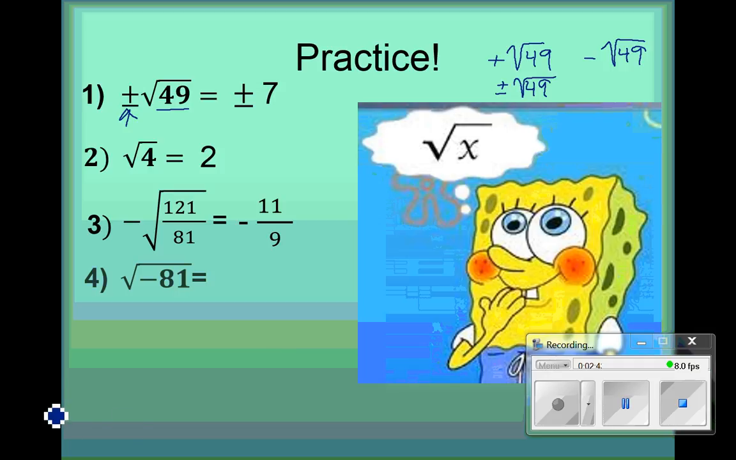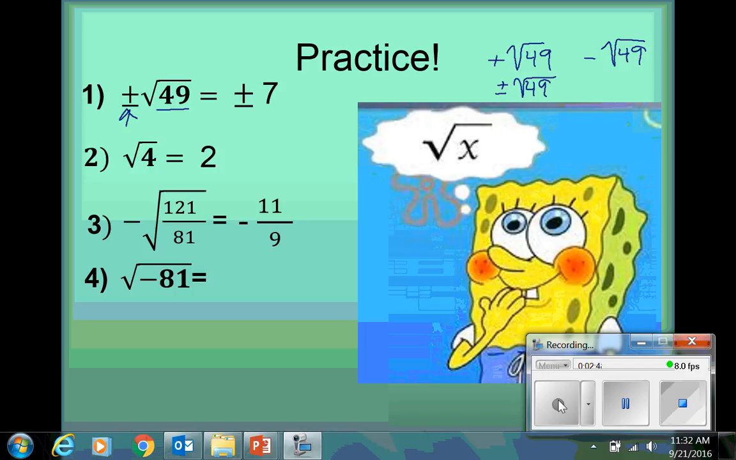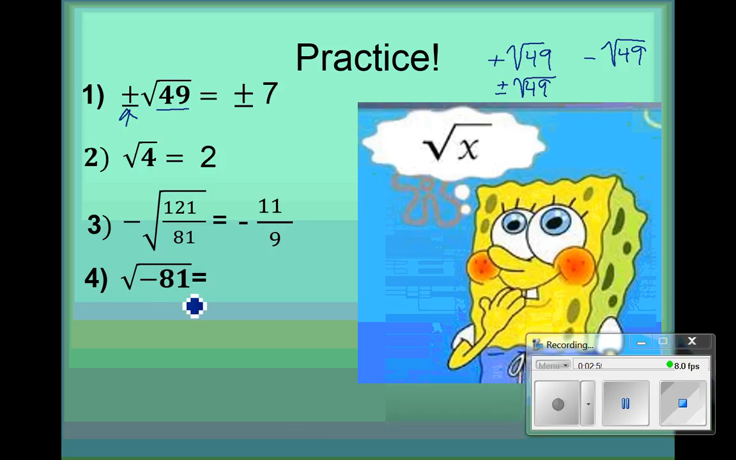Here's question number 4. This one is special because we have the negative on the inside of the radical. And you might think that the answer is 9, but 9 times 9 doesn't give me negative 81, and if maybe you think it's negative 9, negative 9 times negative 9 also doesn't give us negative 81. So right now, because we don't know about imaginary numbers yet, your answer is going to be no real solution, because the solution is imaginary.